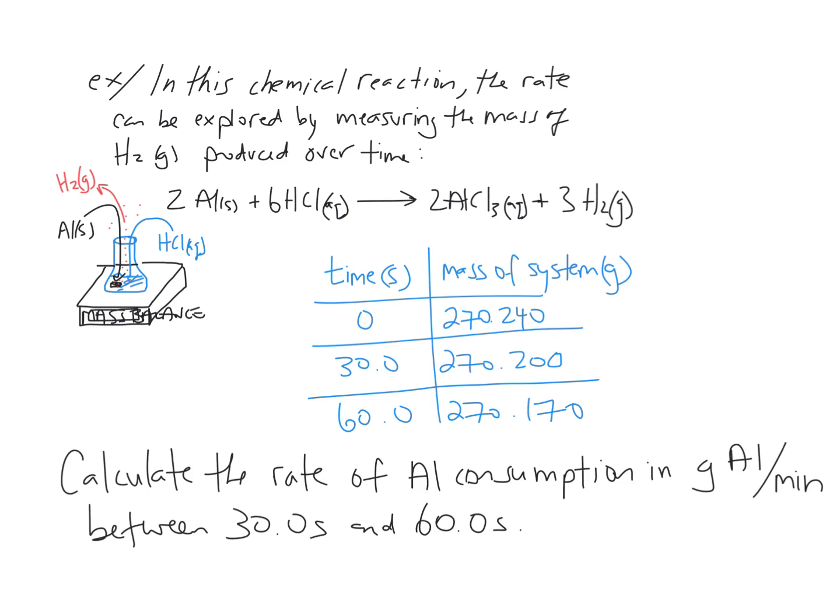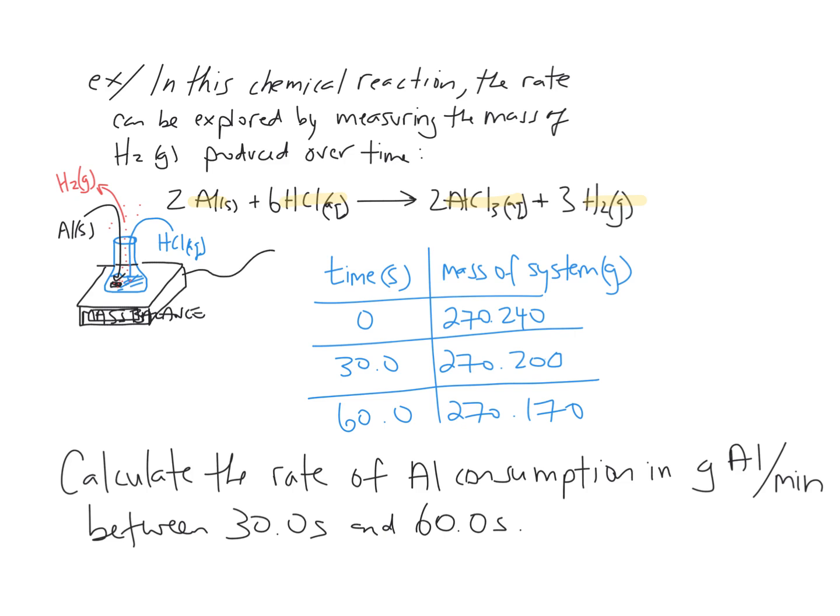So the reaction is, as you can see here, aluminum metal reacting with HCl, which is hydrochloric acid. So it's a metal acid reaction producing a salt, aluminum chloride, and hydrogen gas. Then you can see the experimental setup on the left-hand side, where on a mass balance, there's the cord for the mass balance. It's plugged in.